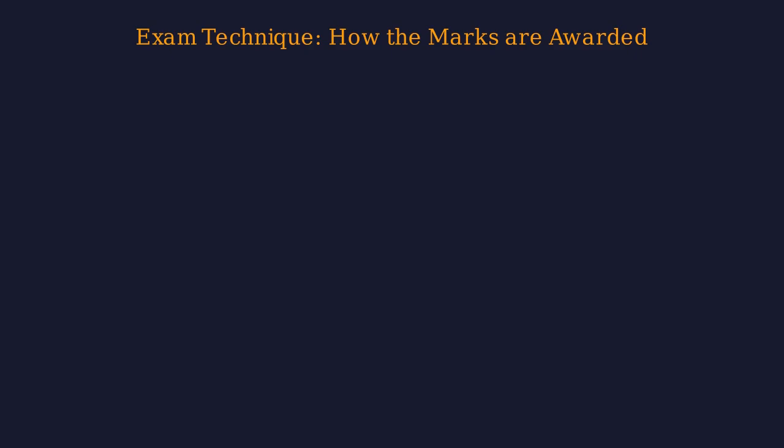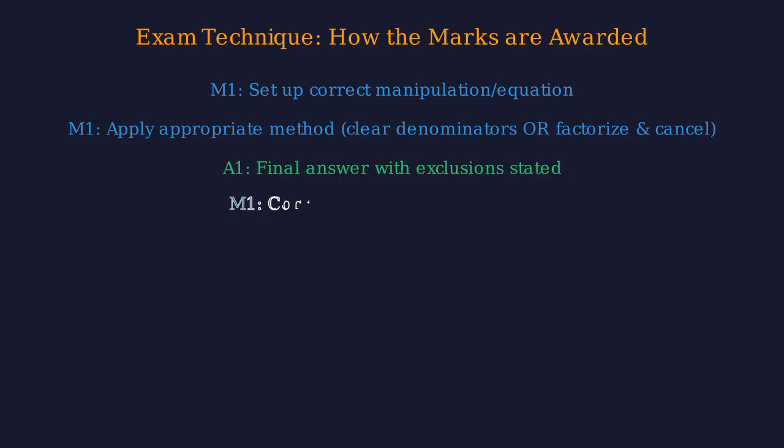The exam technique: how the marks are awarded. For a 3-mark fraction question, the typical split is M1 for setting up a correct manipulation or equation, M1 for applying an appropriate method, such as clearing denominators or factorizing and cancelling correctly, and A1 for the final correct answer with any necessary exclusion stated. For a 4-mark question, you might see an extra M1 for a correct intermediate step or expansion. That means the examiner expects to see your method written down. Don't just write a final answer without steps.